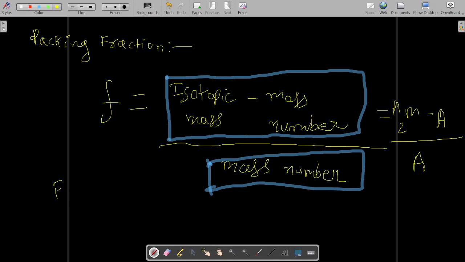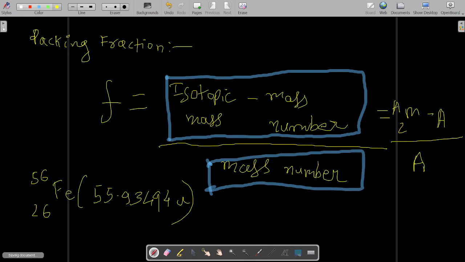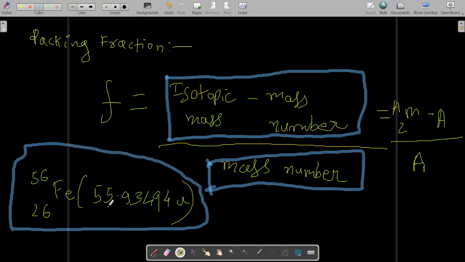Now you know this very well, that for iron we have atomic number 26, mass number 56, and isotopic mass 55.93494 in atomic mass units. I will put this value in this formula while finding the packing fraction. Suppose I am told to find the packing fraction of iron 56, then I will put this value in the place of the isotopic mass, and in the place of this I will put the mass number.